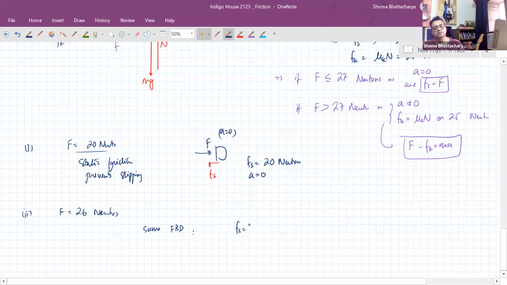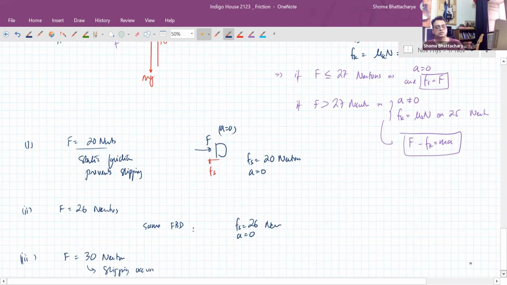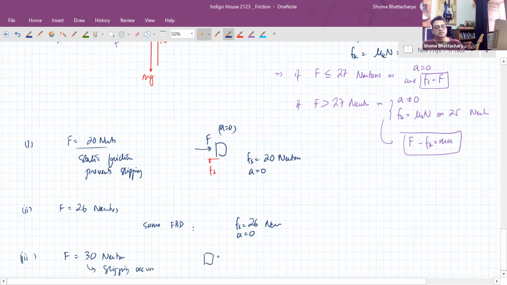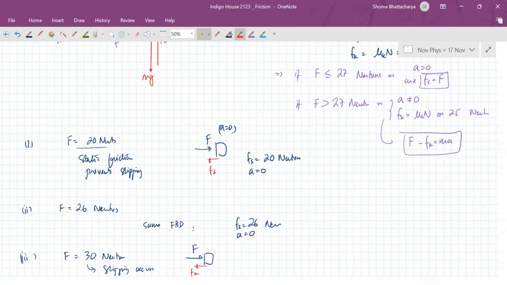But the static friction will now be 26 newtons. In the third case, you can see F is 30 newtons. So now there is slipping. Slipping occurs. So we can see in our FBD, we have to specify the type of friction acting as kinetic friction, and we have to show that the block has a non-zero acceleration.